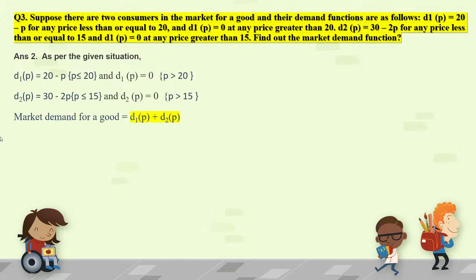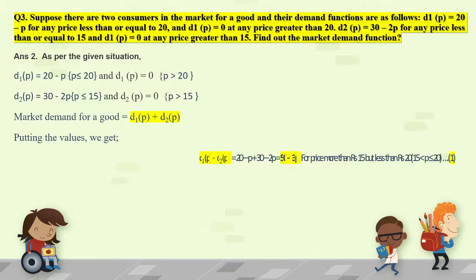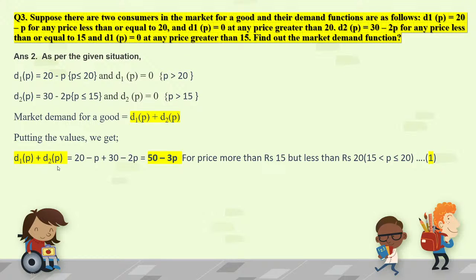Now as we know, market demand is the summation of all the demands in the market. So for market demand we will take the summation of both the demand functions, that is D1(P) plus D2(P). Simply putting in the values from these equations and taking the summation, it comes out to be 50 minus 3P. Now this is for the situation where the price is less than or equal to 15. So this is our equation number 1, the first part of the solution.